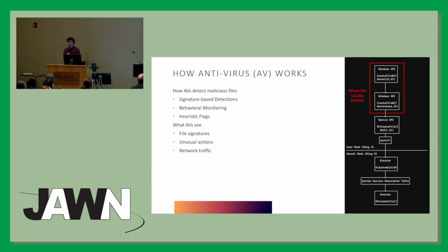So say explorer.exe is writing to the registry or Notepad is writing to the registry, it might throw that up. Also, you have your heuristic flags. These are very similar to EDRs. I've not actually seen this to be very common, but basically they act as EDRs where they monitor APIs as they go down into the kernel. Basically, AV looks at file signatures, unusual actions, and network traffic. If it finds any of these things that it deems to be malicious, it will quarantine the file or just straight up delete it.